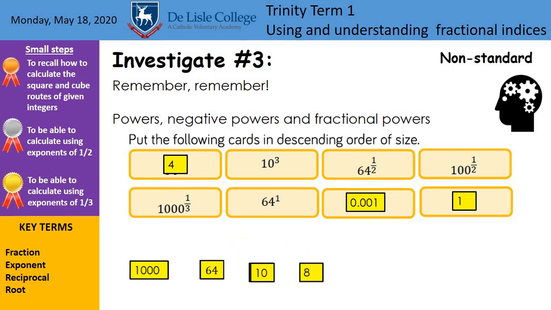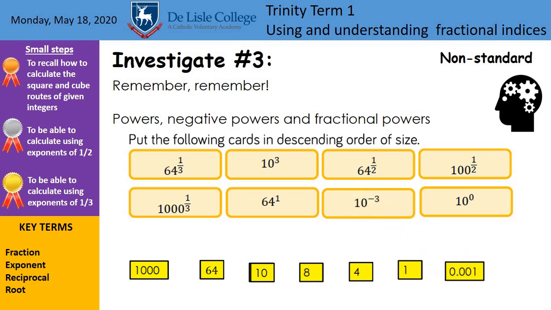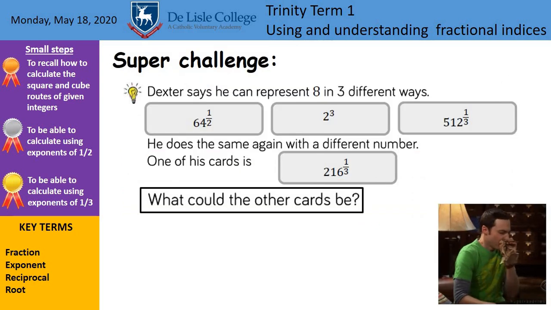Then 64 to the power of a half, because the square root of 64 is 8. Then the cube root of 64 is 4. 10 to the power of 0 is 1. And then 10 to the power of negative 3 is 0.001. And that's something you would have looked at right at the beginning as a bit of a recap of this chapter. Right, now is our super challenge.